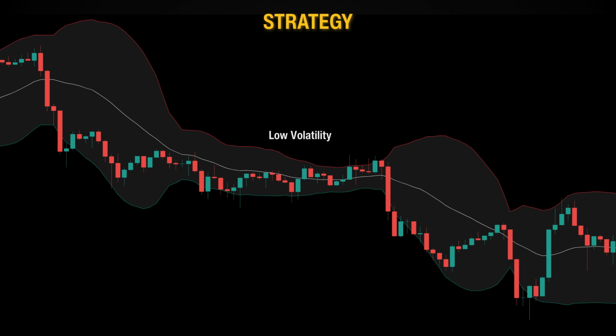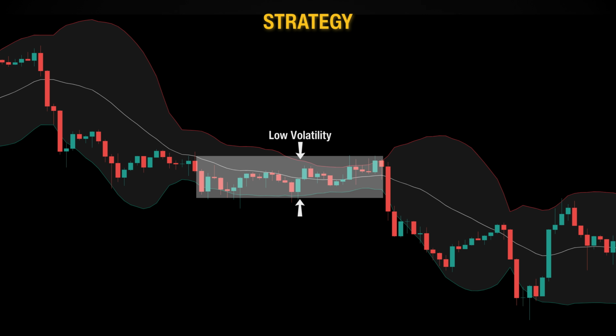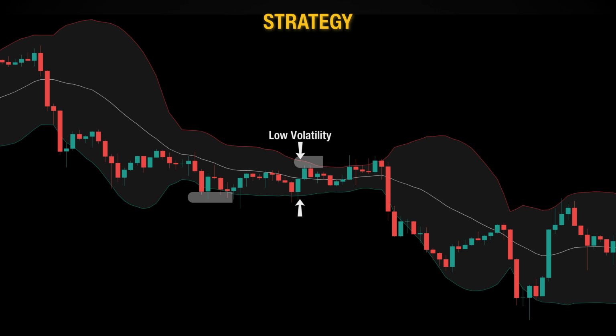During low volatility, we see that the bands become extremely narrow, and the price moves sideways inside them. The price keeps on bouncing from the upper band to the lower band. As you can see, the price stays within the bands most of the time. When the price touches the upper band, it immediately reverses downwards. Similarly, when the price gets close to the lower band, it immediately reverses upwards.